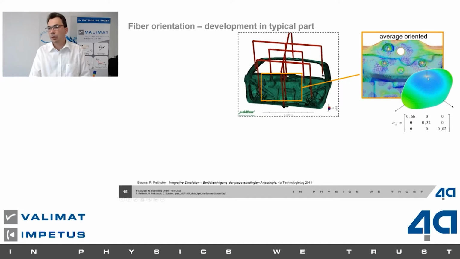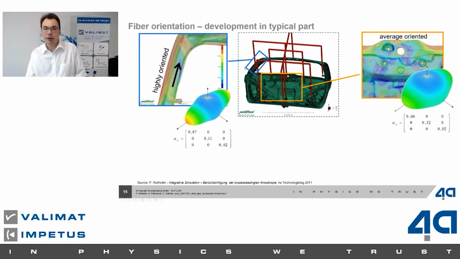Typically you can then calculate average fiber orientations that can be described with such a tensor. This is some kind of probability: if you are searching in a local location, in the sphere, then you find 66% in the first direction, 32% in the second direction, and 2% in the thickness direction. So that would be some kind of average.